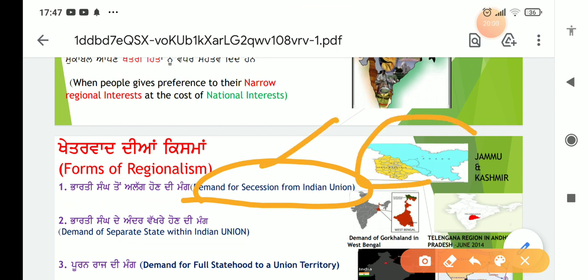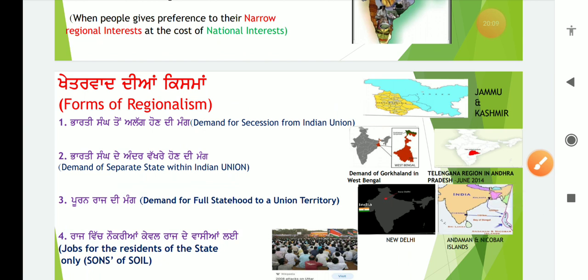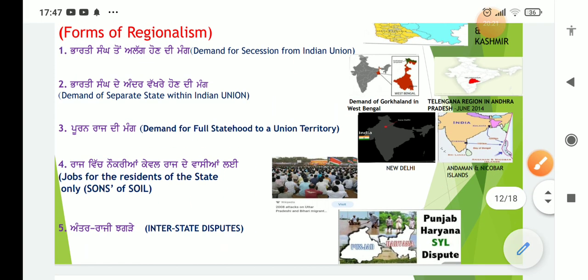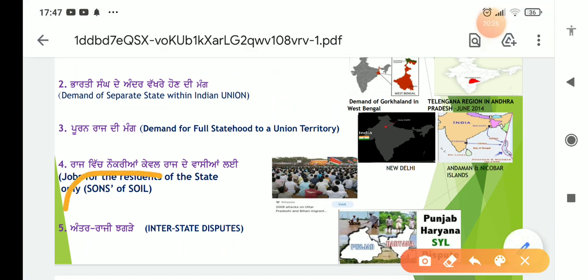For example, Jammu and Kashmir. Demand for a separate state within the Indian Union. For example, there were many demands in eastern states, right? Then next is demand for full statehood for a union territory, for example, Delhi, right? Then we have jobs for the residents of the soil, only sons of the soil, for example, this happened in Maharashtra, right?